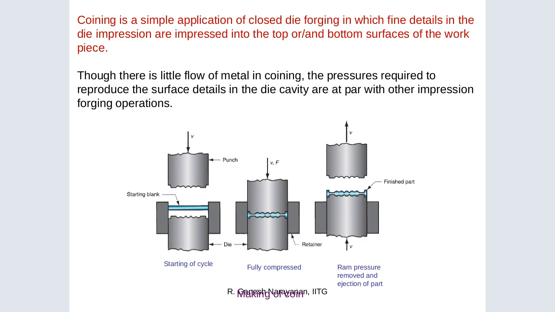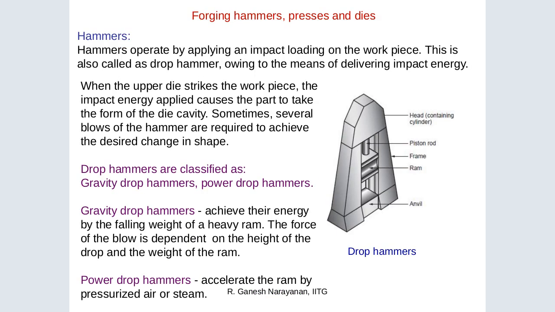We have the punch and the die here, and this is the starting blank that is being used, and now the coining is here. It is used to make different shapes. You can see it fully compressed, and then the ram pressure. Now it is out, and you can see the tool. Very nice outfit. Though there is little flow of metal in coining, the pressures required to reproduce the surface details in the die cavity are on par with other impression forging operations.